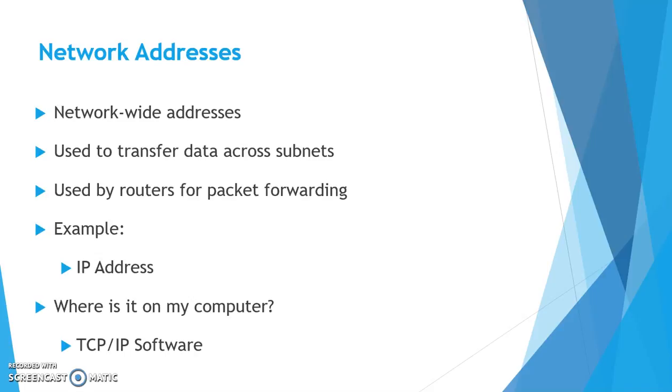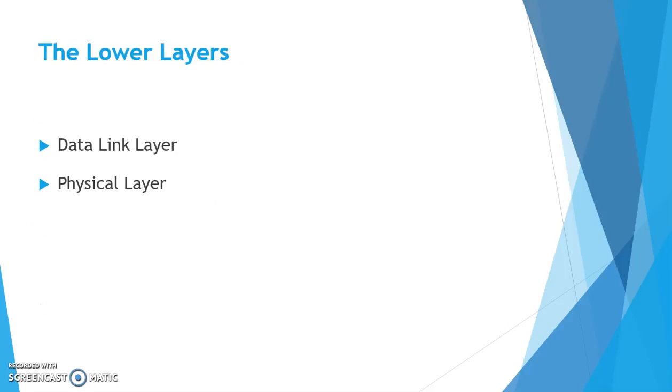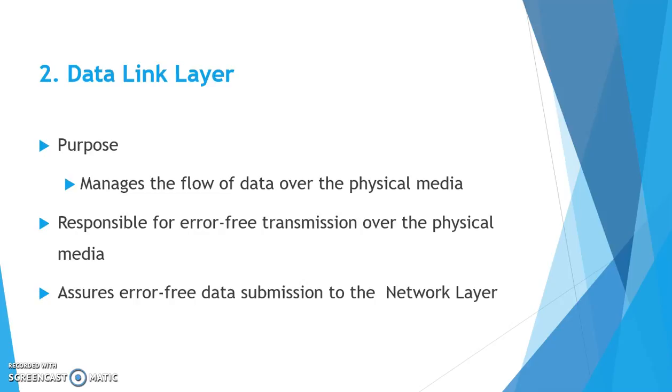So what is a network address? Network-wide addresses used to transfer data across subnets, used by routers for packet forwarding. For example, an IP address. So where is it on my computer? TCP/IP software. Next we'll go for the lower layers: two layers, the data link layer and the physical layer.